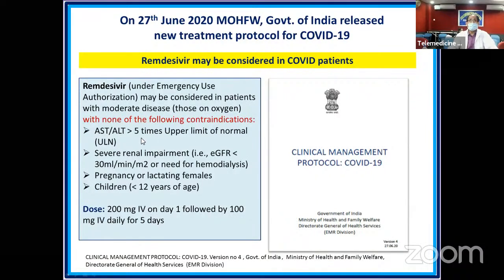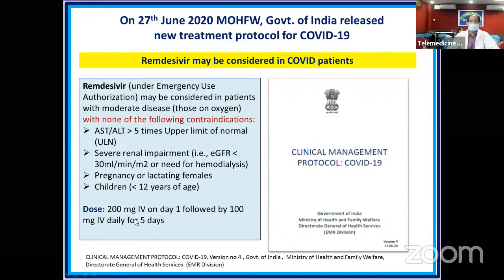Like AST, ALT 5 times upper limit of normal, one should not give. Severe renal impairment, particularly CKD patients, or eGFR less than 30 ml per minute per meter square, or need for hemodialysis, one should not give. Pregnancy or lactating female, one should not give. Children of less than 12 years age, one should not give. The dose is 200 milligram IV on day 1, followed by 100 milligram IV daily for 5 days.